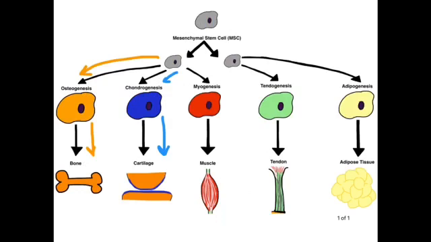Through myogenesis, the MSC becomes a myoblast, which then in turn becomes muscle tissue. Through tendogenesis, the MSC becomes a fibroblast, which then differentiates into tendon tissue. Through adipogenesis, the MSC becomes an adipocyte, which then in turn differentiates into adipose tissue.